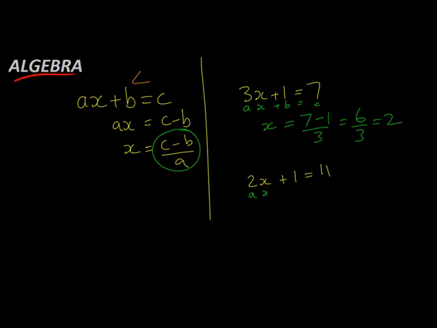Again, ax plus b is equal to c. So you can solve that. x is equal to, referring back to this, c, 11, take away b, over a, 2. Which is 10 divided by 2, which is 5.